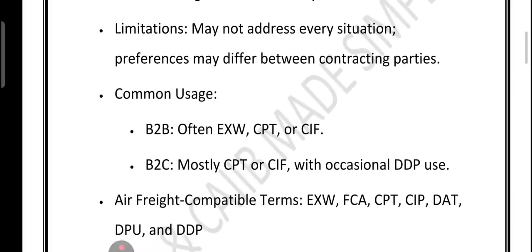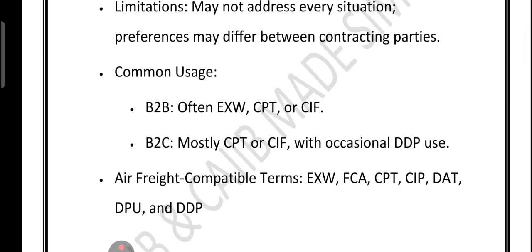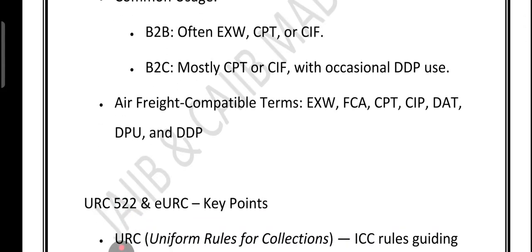So in real life, B2B often use EXW, CFR or CIF, and B2C, which is business to customer, they use CPT and or CIF, right, with DDP showing up sometimes. So in B2B, business to business, it is actually EXW, CFR or CIF that is used, while in B2C, CFR, CIF are used. Now for air freight, terms like EXW, FCA, CPT, CIP, DAT, DPU, DDP, these are compatible.